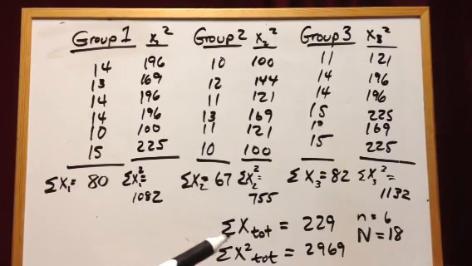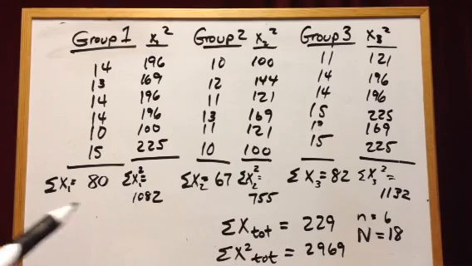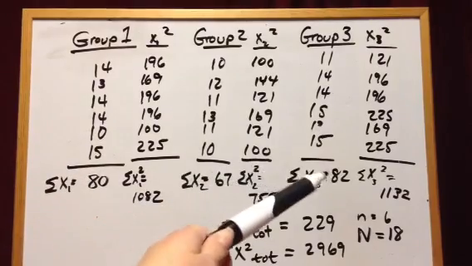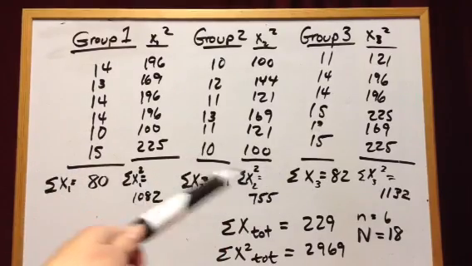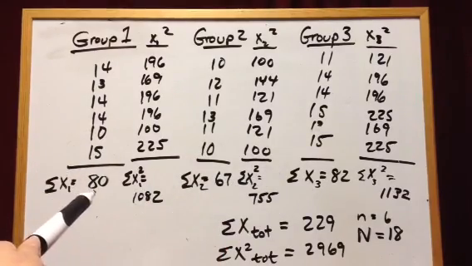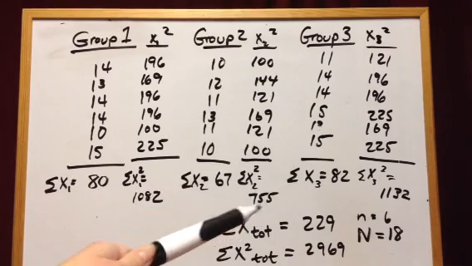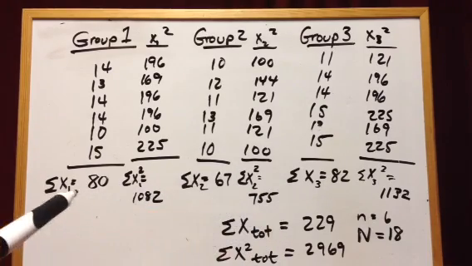Okay, the thing that is new for this problem that we haven't talked about before is, in this case, we have a sum of x total and a sum of x squared total. And all you do to get those terms is first calculate the sum of x for all of those different groups, and then you just go through and add them all up. So 80 plus 67 plus 82 gives you 229.